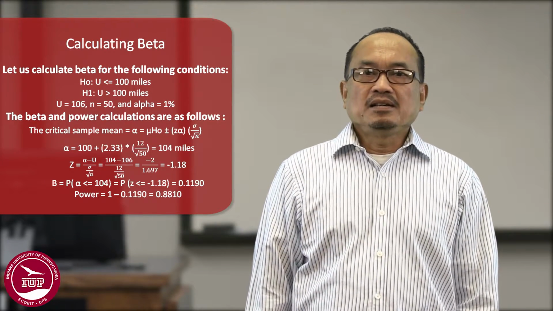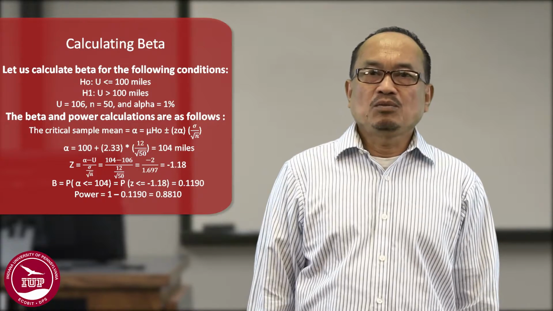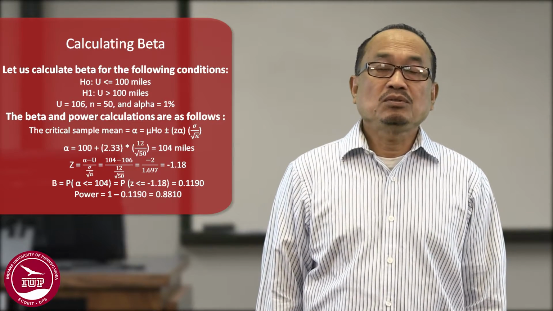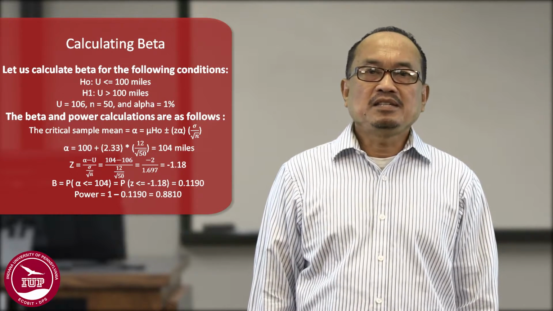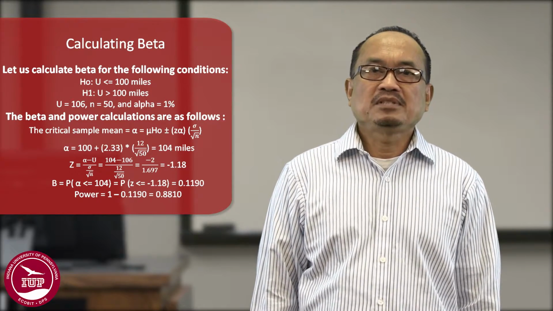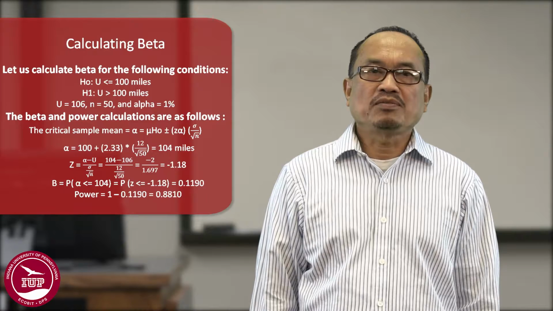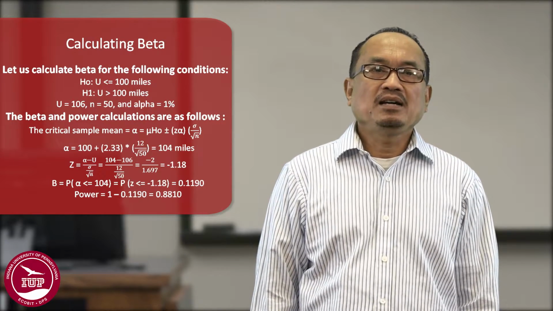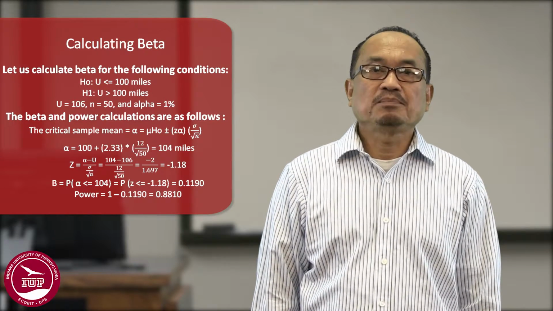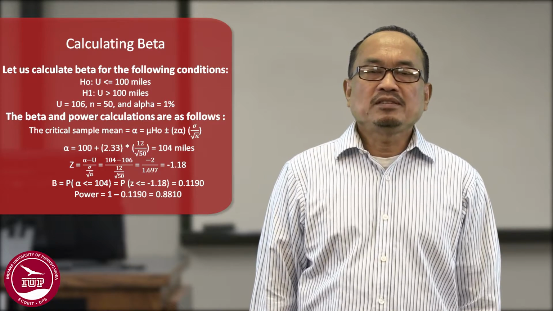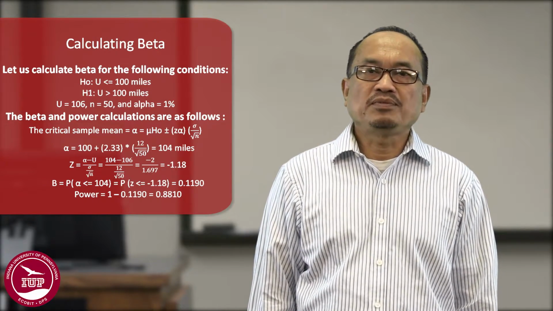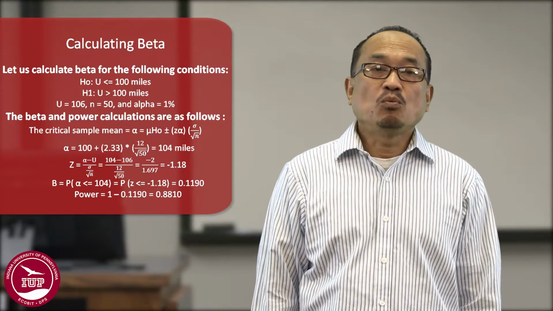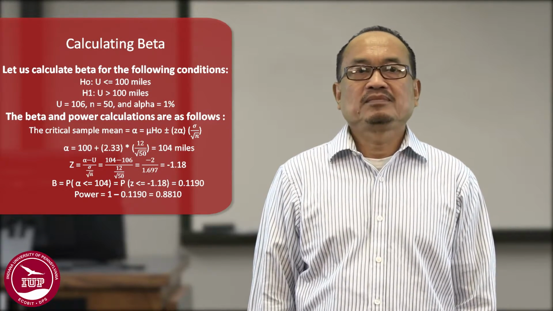The critical sample mean, x bar of alpha, equals mu plus or minus z of alpha times sigma divided by square root of n. So x bar of alpha is equal to 100 plus 2.33 times 12 divided by square root of 50, equal to 104 miles.